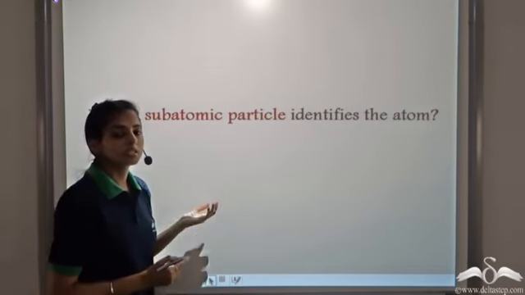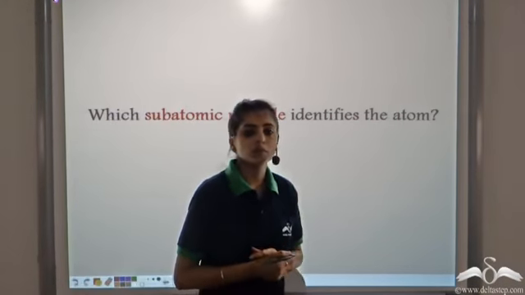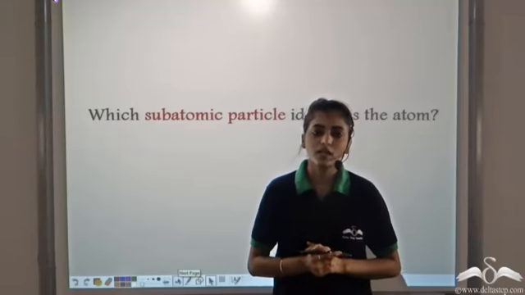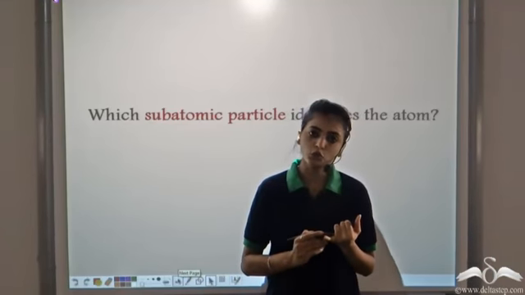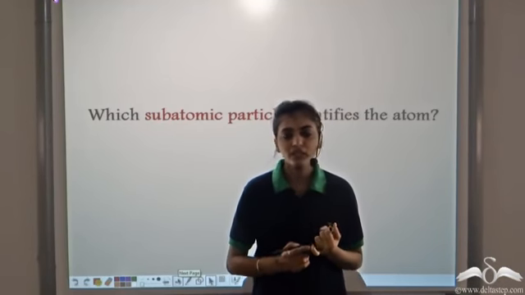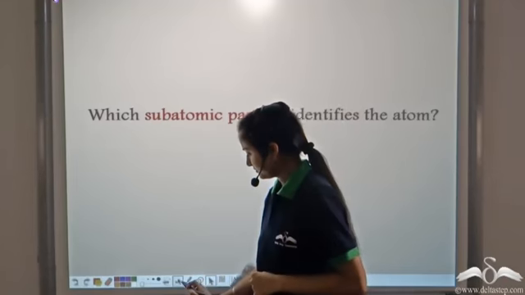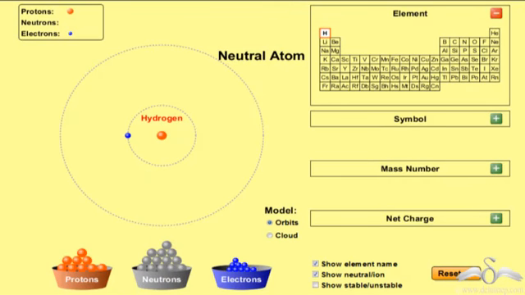So out of these three subatomic particles, which subatomic particle do you think identifies the atom? Is it proton, neutron or electron? Well, let's try to answer this. So here we have a hydrogen atom. A hydrogen atom has 1 proton in the nucleus and it has 1 electron. Now I add 1 more electron.